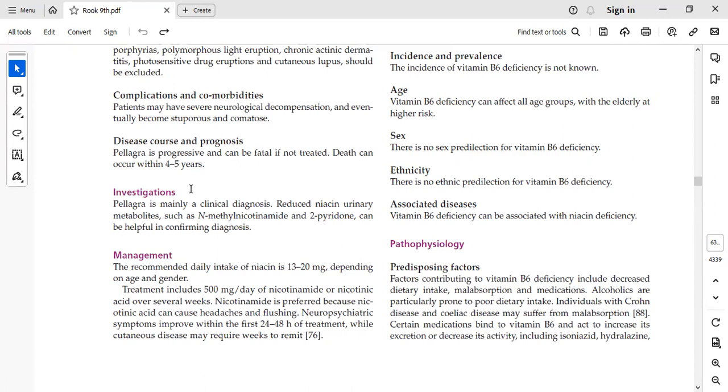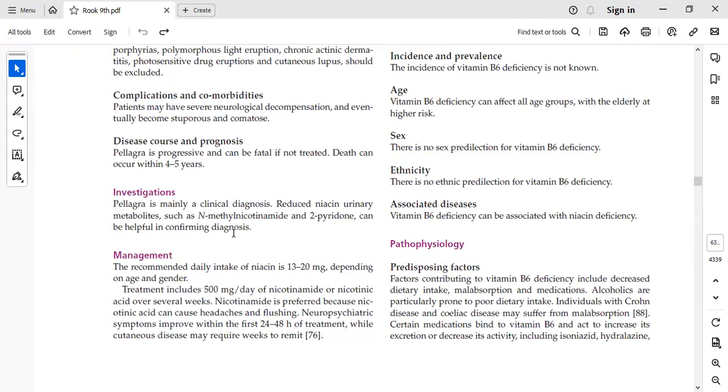But besides this, if you are asked to perform any laboratory test for this, you perform N-methylnicotinamide and 2-pyridone levels in the urine. These are metabolites of niacin, which are found in the urine. There are going to be reduced levels of these metabolites in case of niacin deficiency.